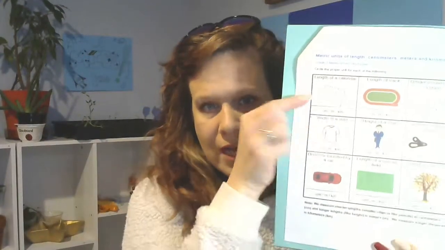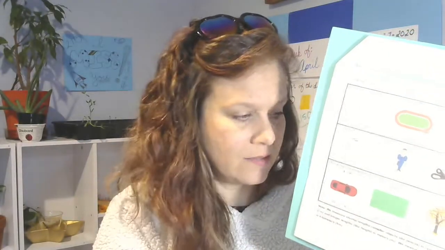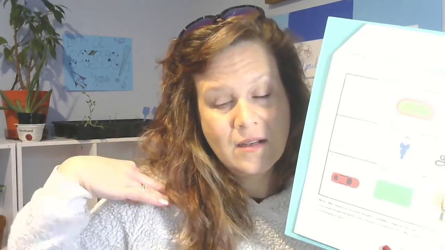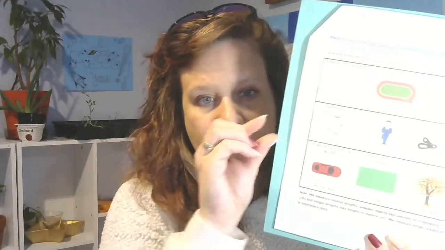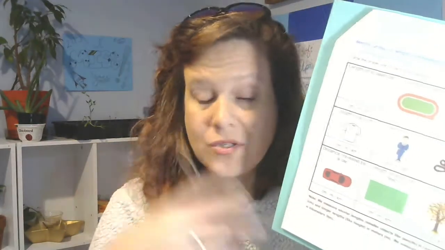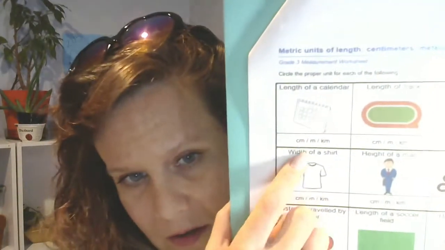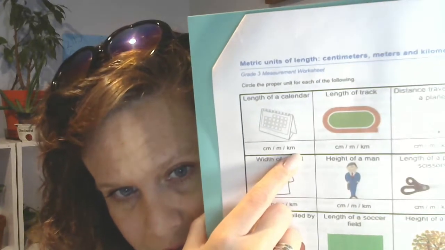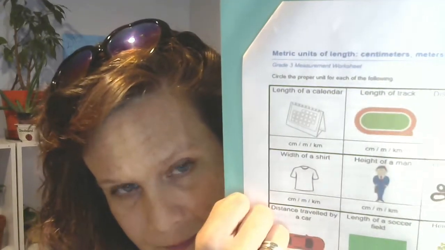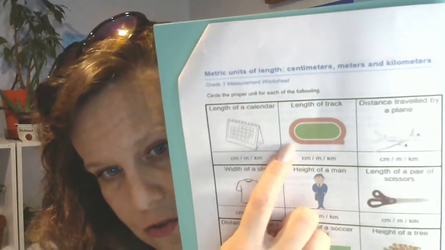So you're going to look at each of these things and say, the length of a calendar, something on your desk. Would we use meters, which is about as tall, not quite, as a person, to measure a calendar, or would you use centimeters, or would you use kilometers? And you're just going to circle which one would I use to measure a calendar? Okay. This is the length of a track.